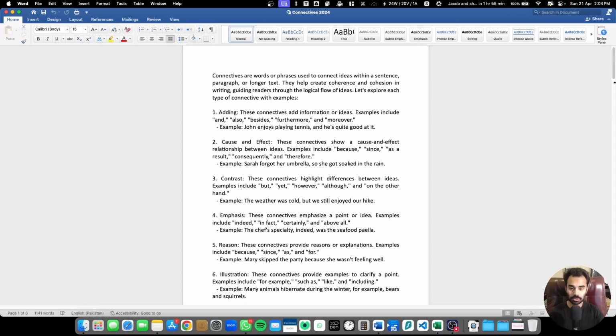All right, guys, so coming to the next example, it is about cause and effect. These connectives show a cause and effect relationship between ideas. Examples include because, since, as a result, consequently, and therefore. For example, Sarah forgot her umbrella, so she got soaked in the rain. So you see, cause and effect.